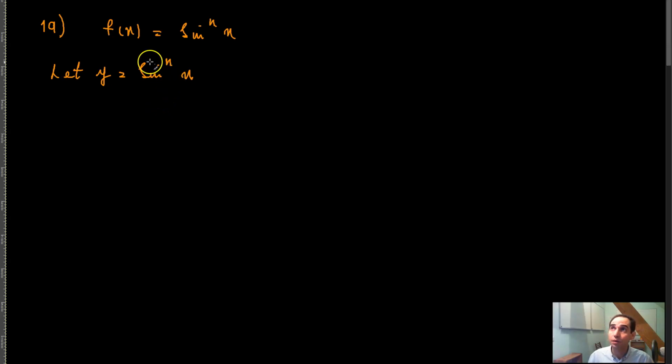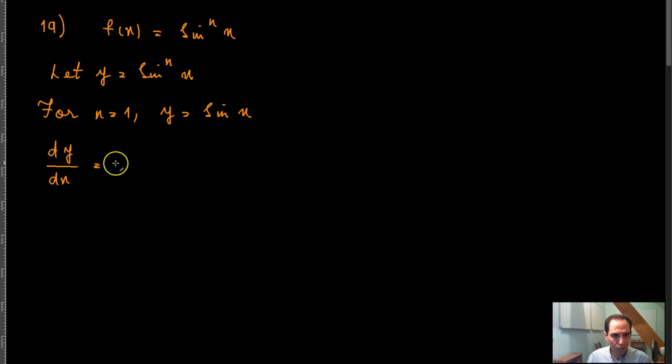Okay, so accordingly, you can say that for n is equal to 1, y is equal to sine of x. Right, so y is equal to sine x. And dy by dx would be equal to d by dx of sine x, which is equal to cos x, right? So this is about n is equal to 1.